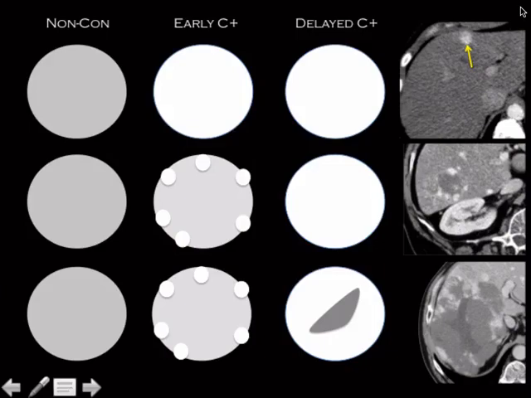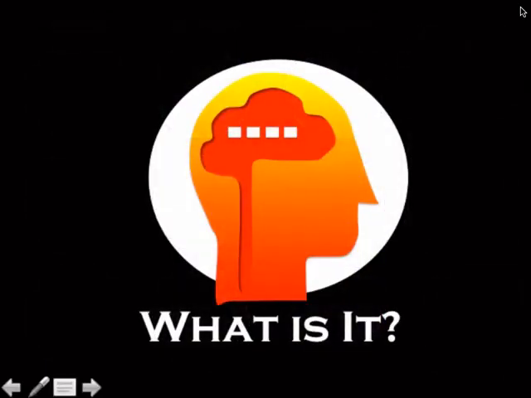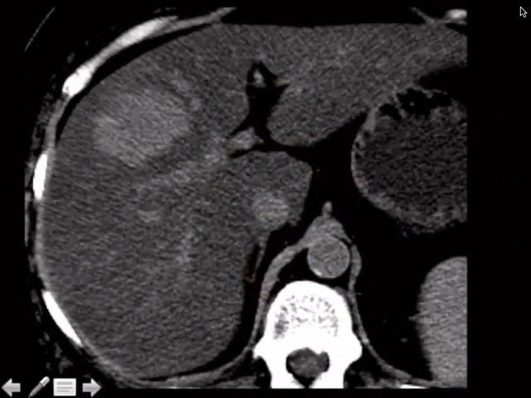And so they want to know what to do because the patient is crying uncontrollably. And you keep them on the scanner and you do like a 10 or 20-minute delay. And then it should fill in completely, iso-attenuating with the liver, and then you know that it's a big cavernous hemangioma. So what about this guy?